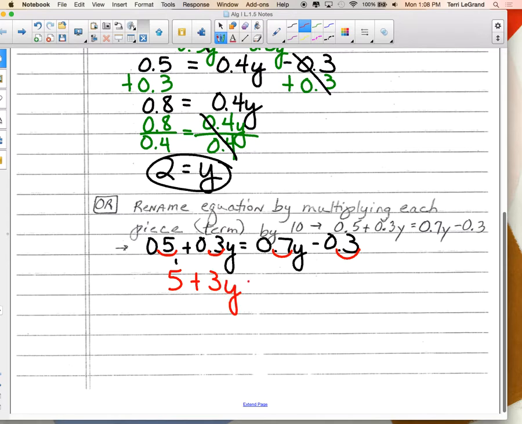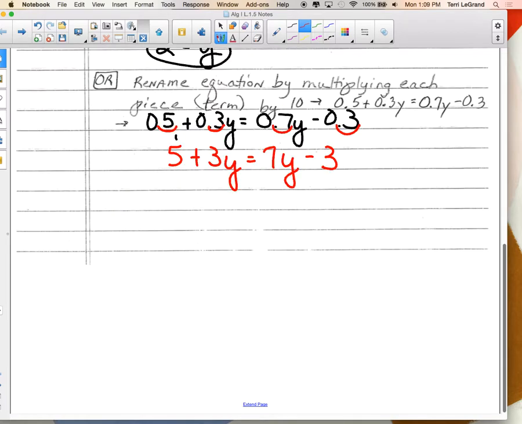So now we have 5 plus 3y equals 7y minus 3. Maybe you like the equation better like that. So you can always rename an equation if you would prefer. We should still get the same solution. Go ahead, solve that quick. See if you get y equals 2.